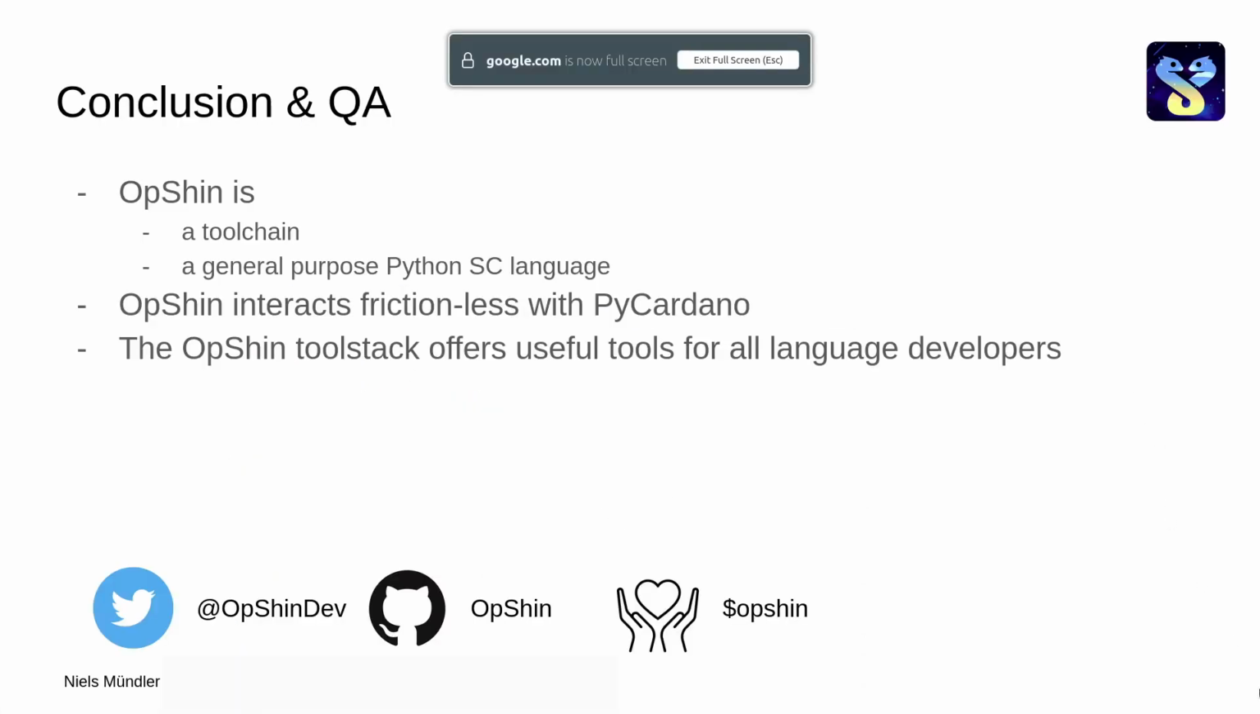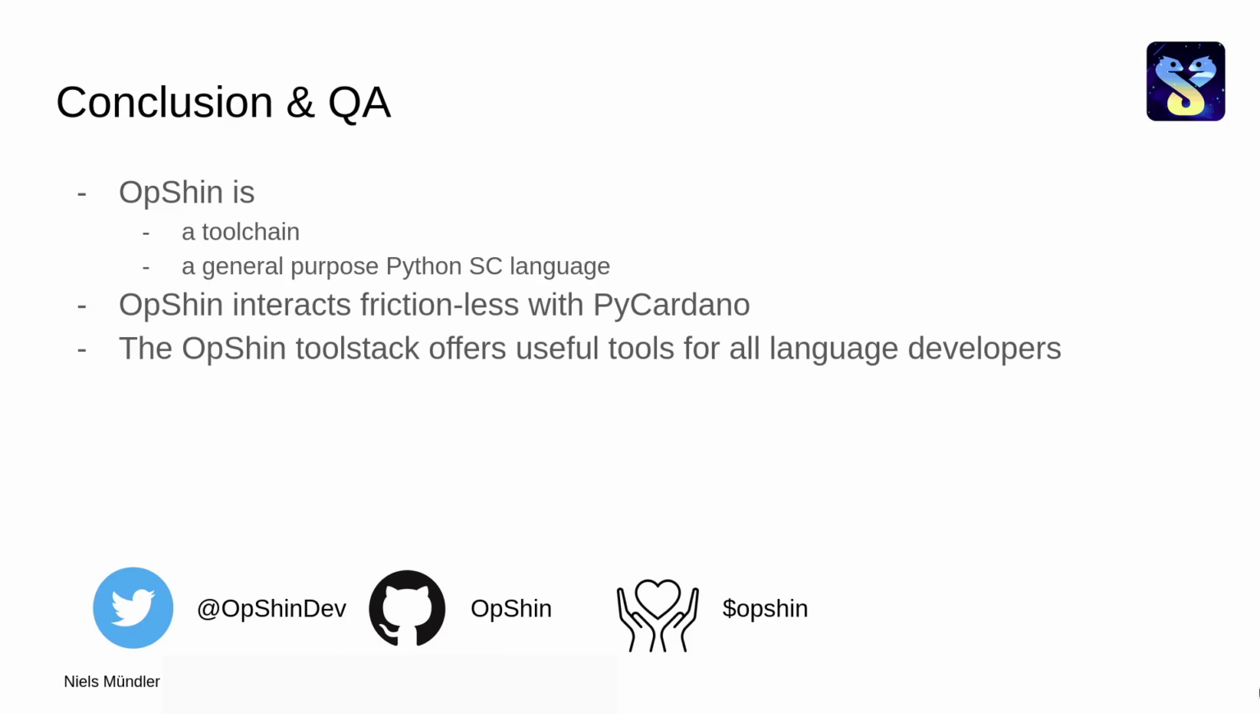So to recap, OpShin is a toolchain but also a general purpose Python smart contract language. It interacts frictionlessly with PyCardano, and it has a lot more tools that are very useful if you develop in any language. So if you are going to develop a smart contract or dApp using any language on Cardano, I recommend that you check out the OpShin repository.